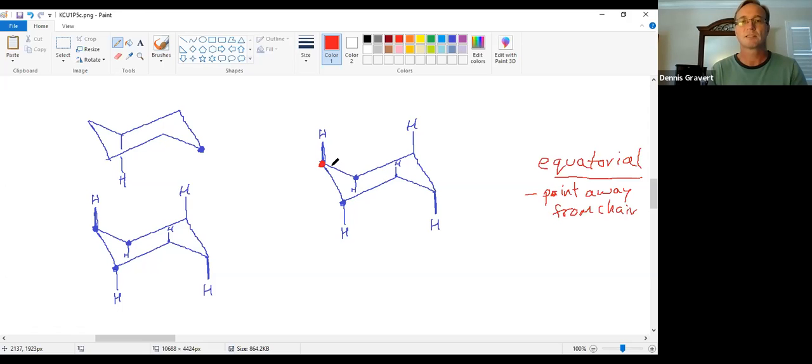So this carbon will have an equatorial bond on the left side, but this carbon will have an equatorial bond on the right side. It's going to point away from the chair. If you look at this carbon, I know there's still chair on the right and the left, but there's more room on the right side. The equatorial bond for this carbon is going to be on the right side, away from most of the chair. Same is true for this carbon's equatorial bond. It's going to be pointing to the left. So equatorial bonds point away from the center of the chair.